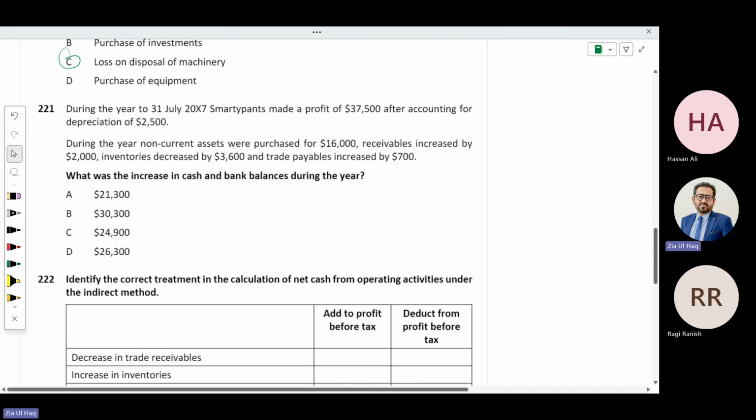221, during the year to 31st July 2007, Smarty Pants made a profit of 37,500, after accounting for depreciation of 2,500 that you need to add back. What do you need to do? What was the increase in cash and bank balance during the year?